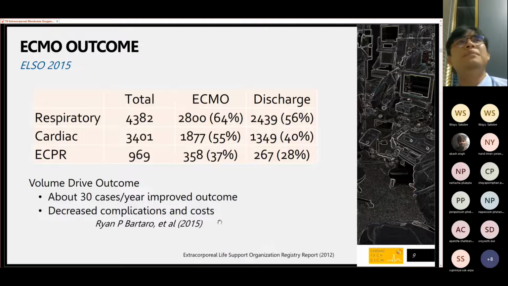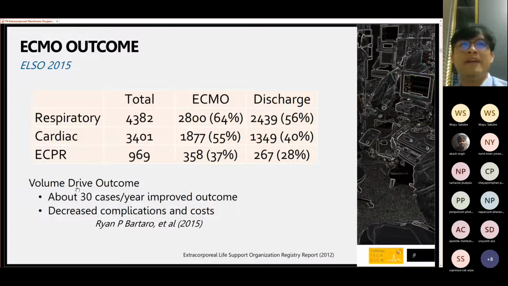So how about the outcome? This is 2015. You can see about half of them survive and come back home. But it's not confirmed that 50% of these go home with a normal life, right? So we're going to talk today about that, okay?